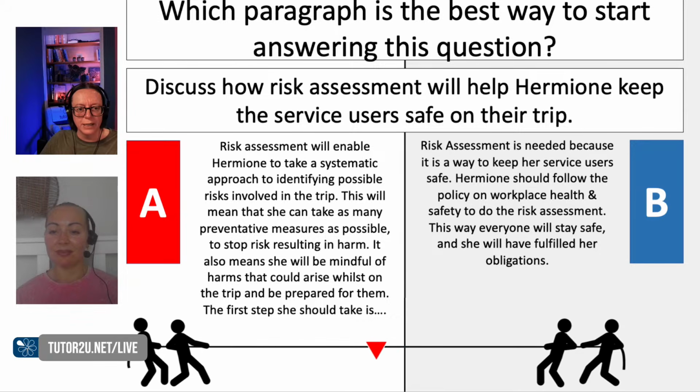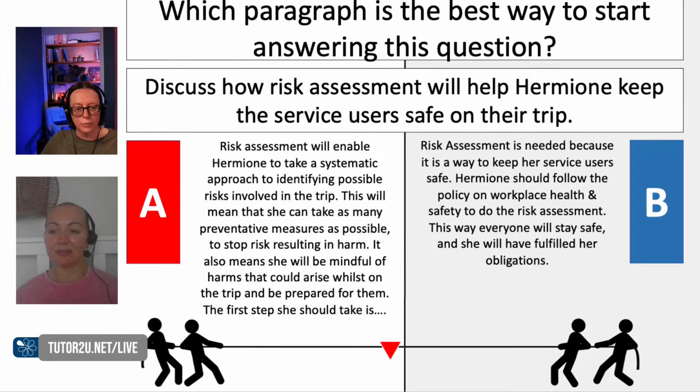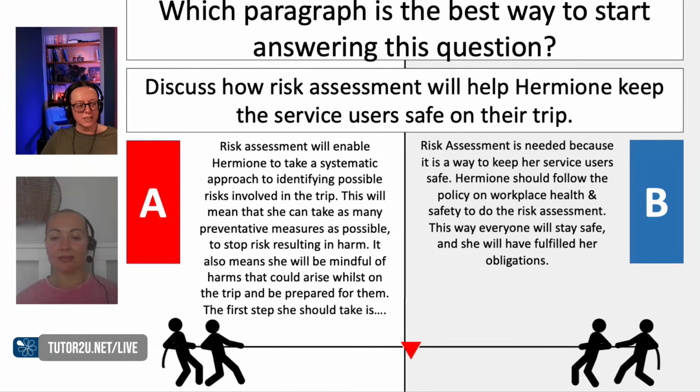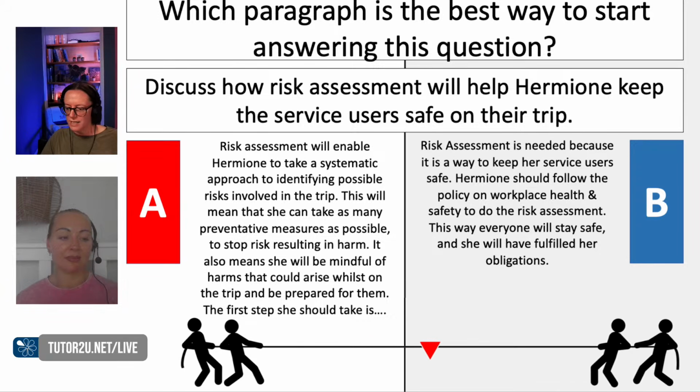Saw another couple up here. Alina says explains what a risk assessment is, how it would prevent harm, shows understanding of the purpose, leads naturally in discussion on the steps. Yeah, brilliant, Alina, well done. This is all pretty much what we have said. Let's have a look.